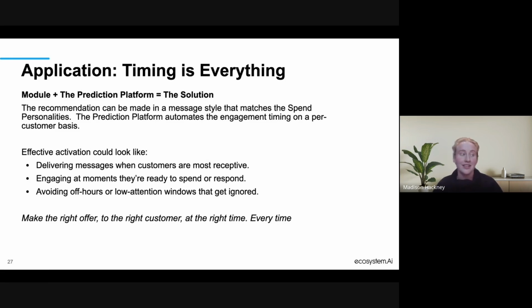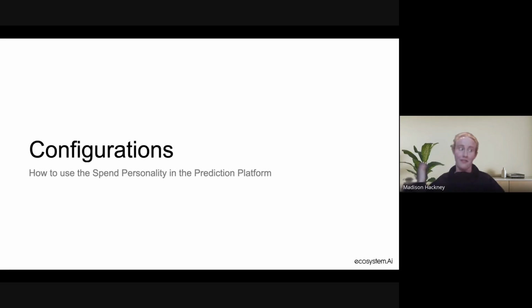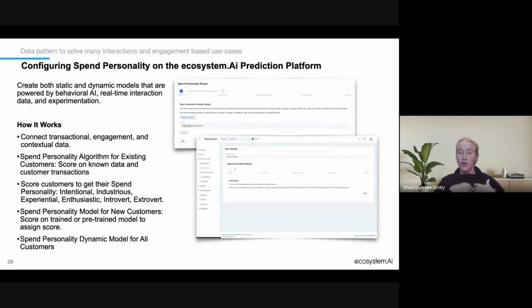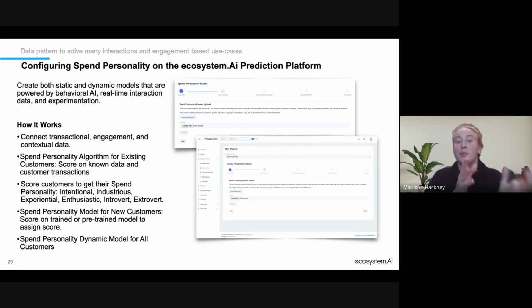Now that we've unpacked the different applications, I want to look at how do you configure the spend personality module in the prediction platform. Banks can create both static and dynamic models powered by behavioral AI, real-time interaction data, and experimentation. The bank would connect their transactional, engagement, and contextual data. They would then use the spend personality algorithm for existing customers. In my case, I am an existing customer and I've now opened up a new credit card.